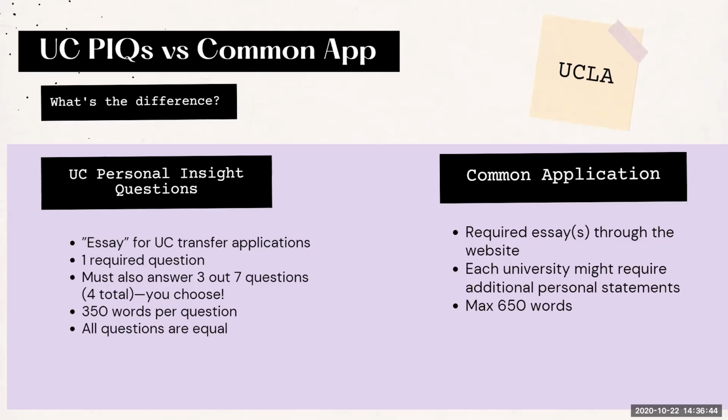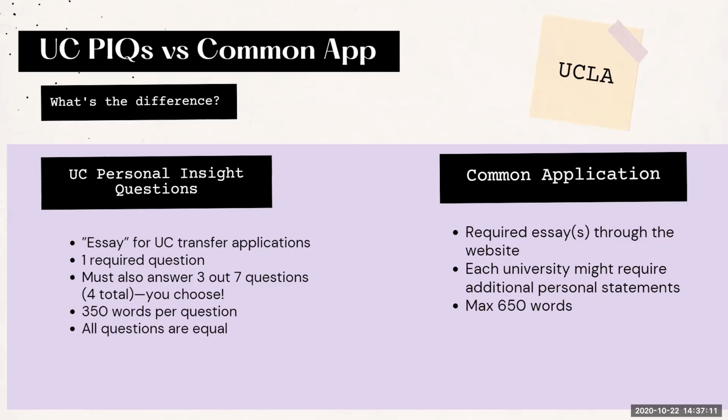And the way it works is that there are 7 questions total with one required question. This required question is a question that all transfer applicants need to answer. But in addition to that one question, you will also be choosing 3 other questions to answer. So in total, you will be writing 4 responses.